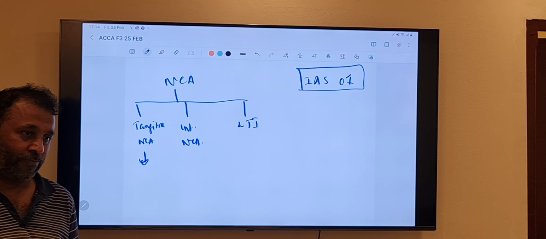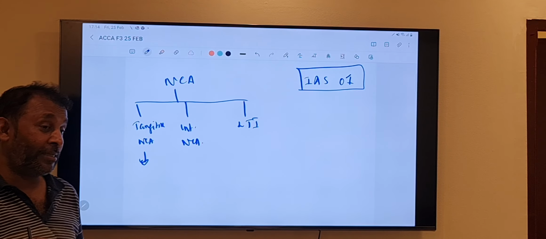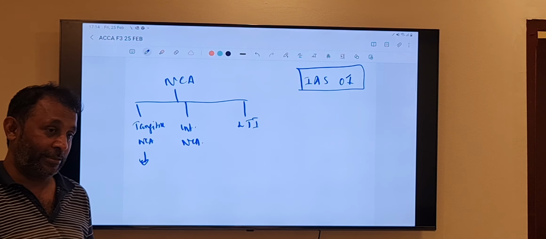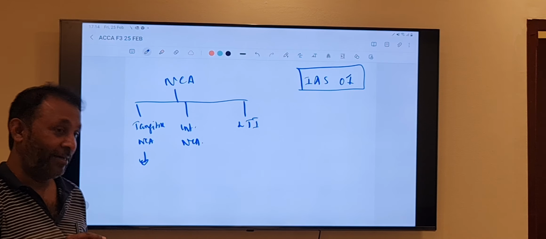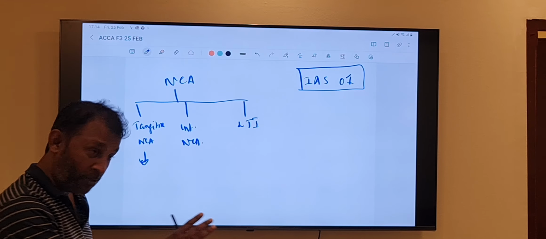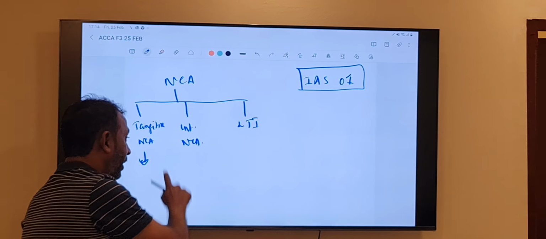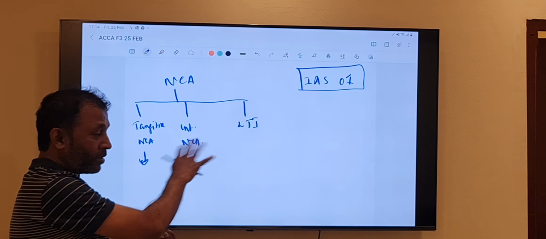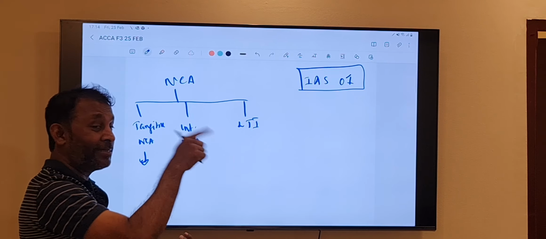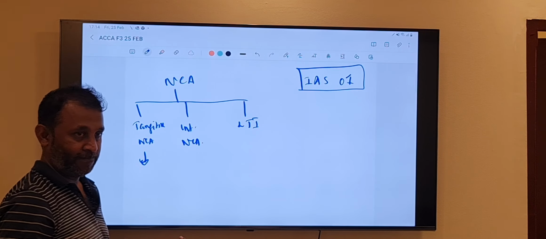Understood? What is this IAS? IAS is International Accounting Standards. That is like rules. Exactly. So we wanted to follow this rule in organizing this. I am doing that way. But here I am not referring to this because it is a bit too early for us.